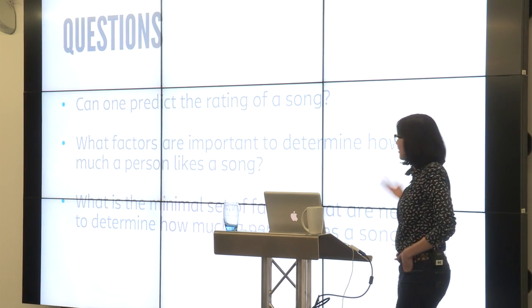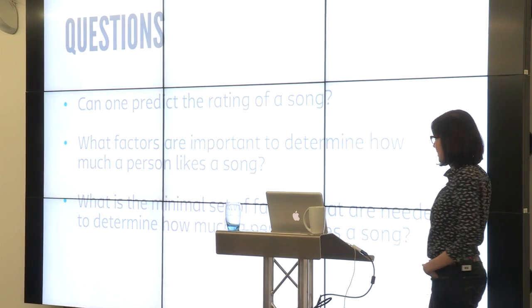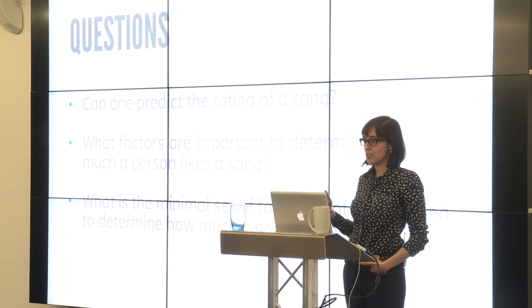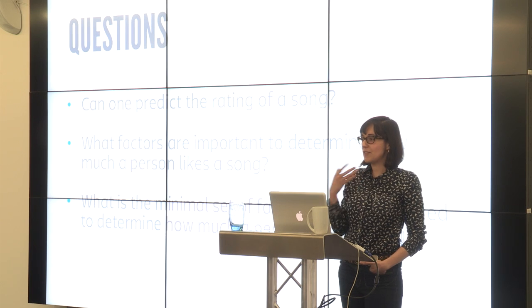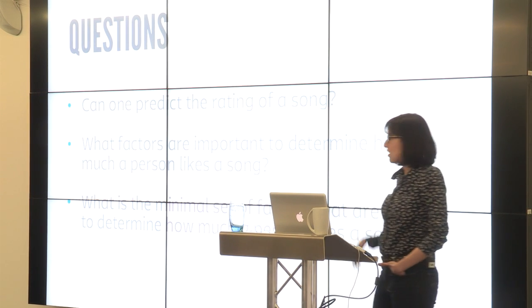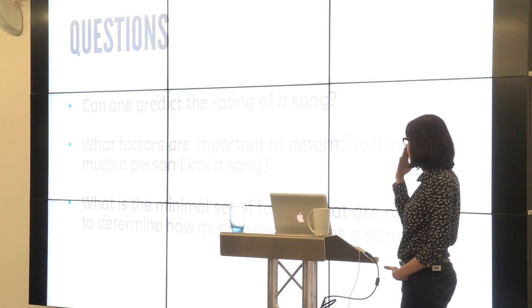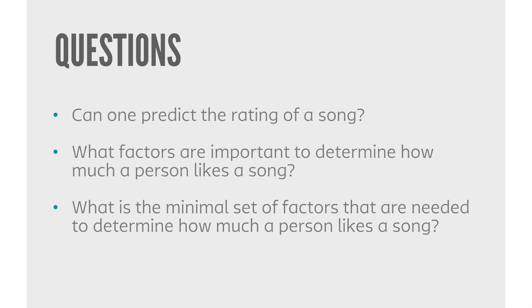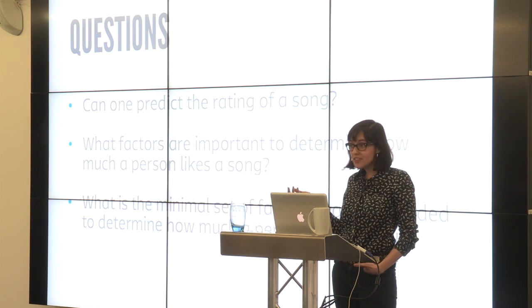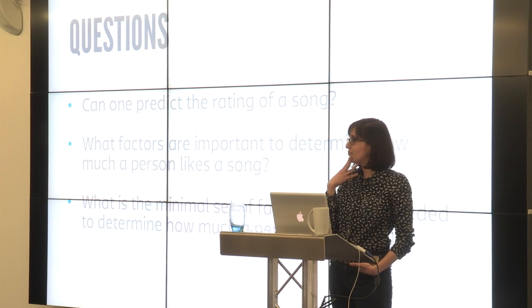So questions that may arise are, for instance, can you predict the rating of a song? This might be useful for discoverability, for specific engines that might suggest that if you like this, then you'll like this. So as part of collaborative filtering problems, what factors are important to determine how much a person likes a song?